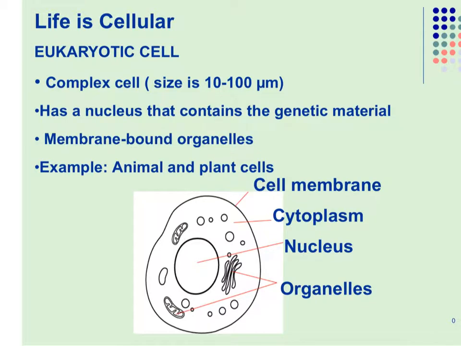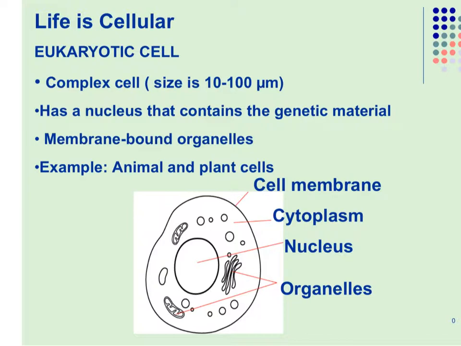So eukaryotic cells, like I said, are much bigger than prokaryotic cells. On average, they range from 10 to 100 micrometers. So remember, the nucleus of a eukaryotic cell is bigger than in a prokaryotic cell. And eukaryotic cells do have a nucleus, which means they have a membrane that encases their genetic information to protect it. And then we also have membrane-bound organelles.